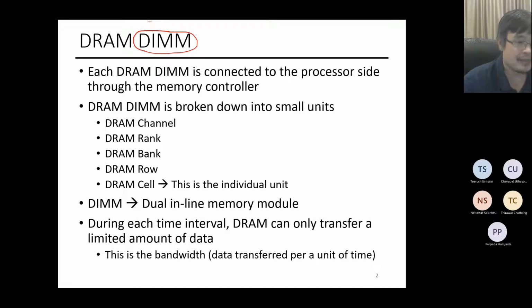During each time interval, the DRAM can only transfer a limited amount of data because you have limited bandwidth. When you want to transfer the data over, you transfer it in the unit of some bytes through the wiring. And because the wiring is physical, there's a size limit, and that dictates how much data you can send over in a unit of time, say 1 cycle or 2 cycles or 1 second, 2 seconds.